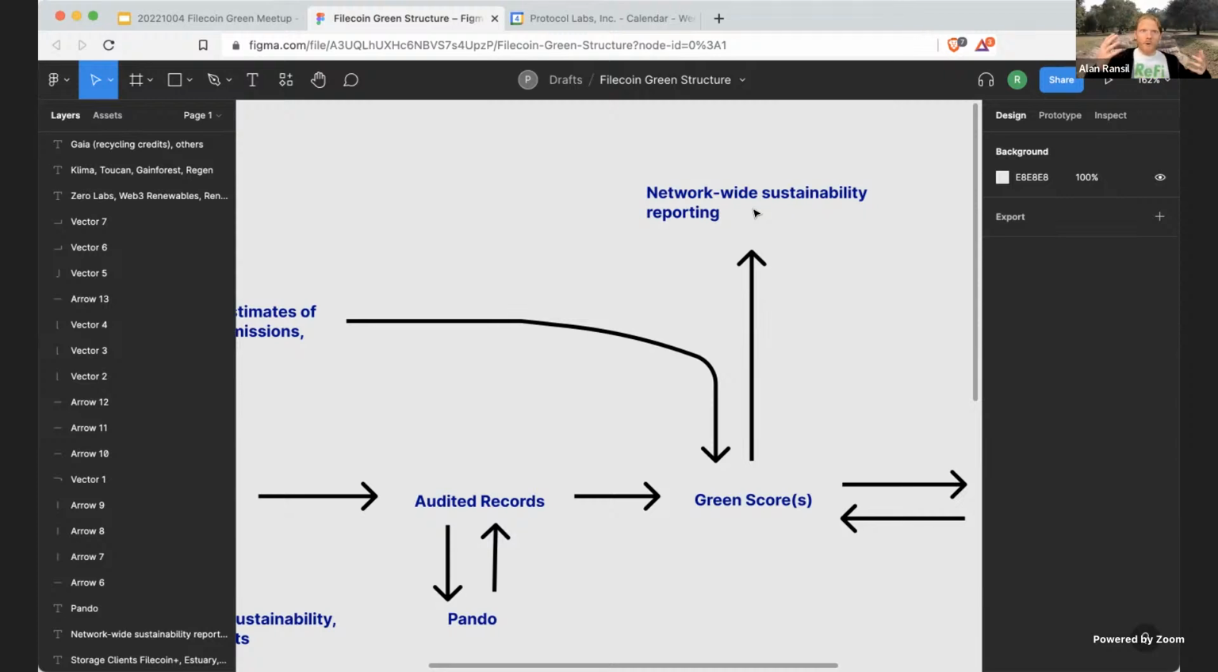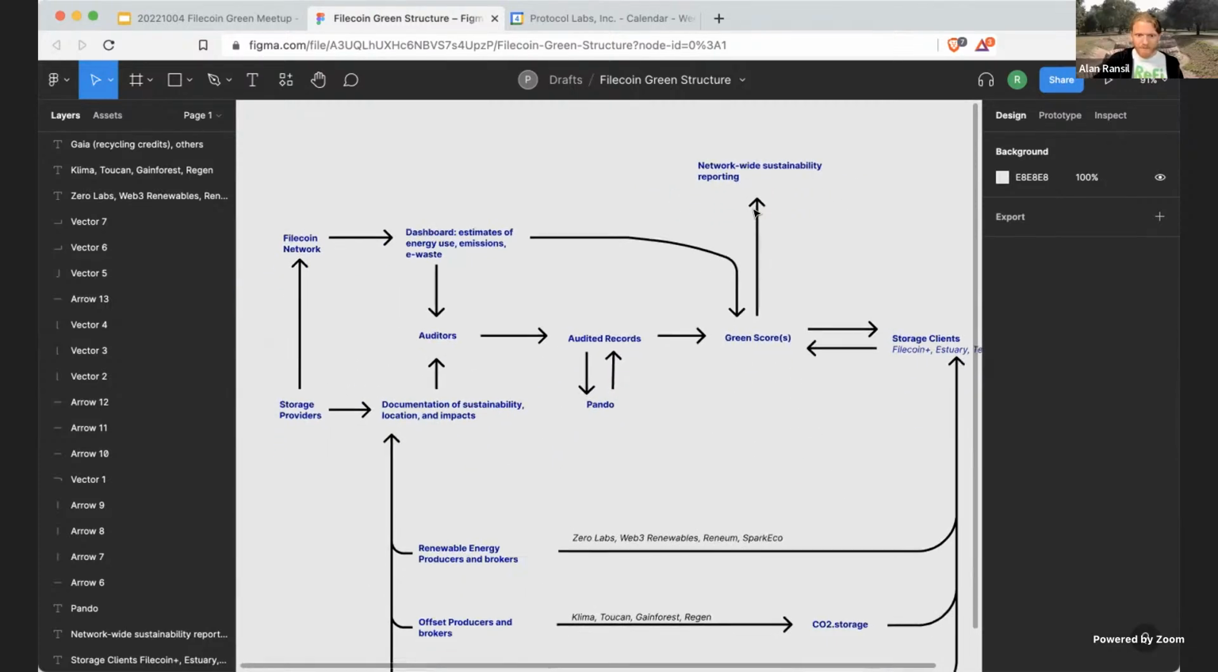How does the Greenhouse Gas Protocol collide with or merge with typical sustainability reporting guidelines, and how do they interact with the actual behavior of a network? So that's something we're hugely interested in.